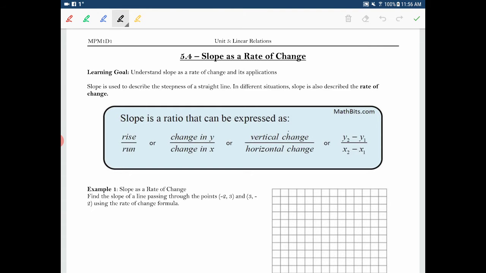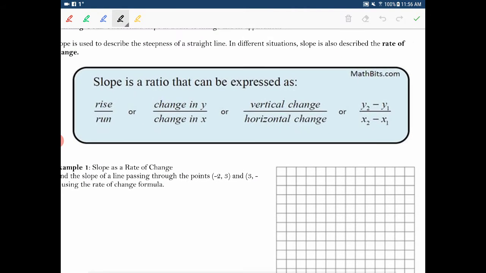Okay, so we've got basically four ways. I mean, two of these are kind of the same, so it's really three ways we talk about it. Rise over run is one of the more common ways. When you're talking about a graph, that's a really good way to describe slope. You look at the graph, you use rise over run, you figure it out.